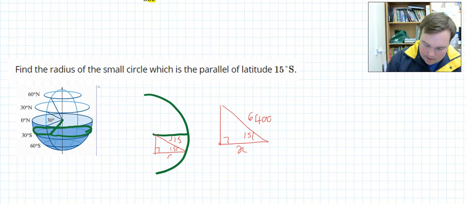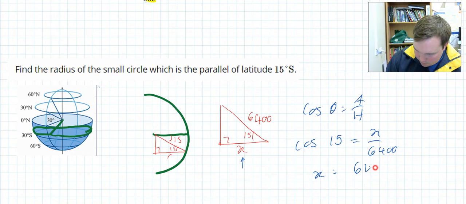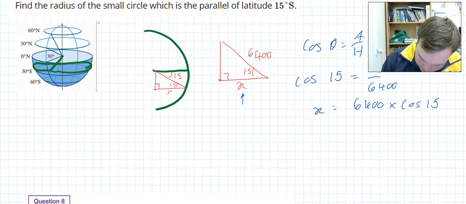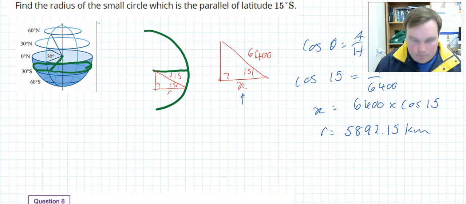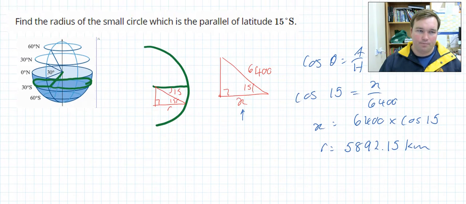We can say that the radius of this line, or here, you'll have cos theta equals adjacent over hypotenuse. Cos 15 equals x over 6,400. X is equal to 6,400 multiplied by cos 15. Excuse me one second. 6,400 times cos 15. The radius of that circle is 5892.15 kilometers. Right? And as you'd expect, it is less than the radius of the great circle, less than the 6,400.